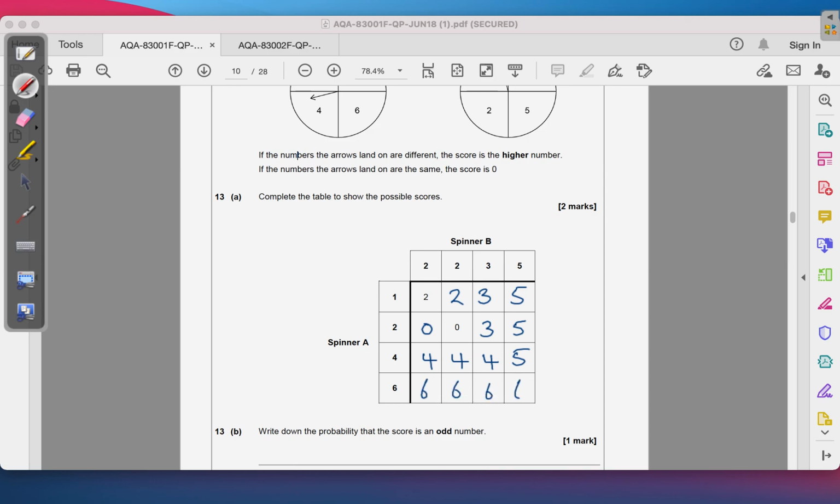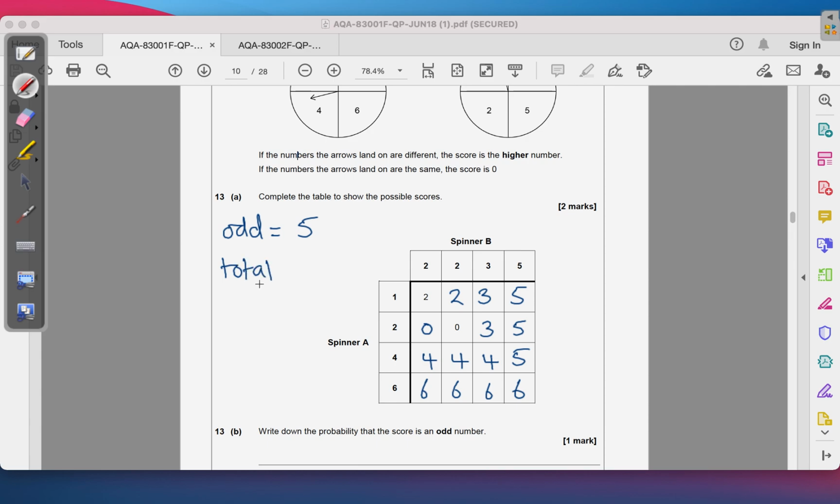Okay. So then the question is saying, write down the probability that the score is an odd number. Okay. Now, to work out the probability it's odd, we need to know how many of the possible outcomes are odd. Okay, so there's 3, 3, 5, 5, and 5. Okay, so that's 1, 2, 3, 4, 5 possible outcomes. So there's 5. Okay, and then we need to know how many total outcomes there are.